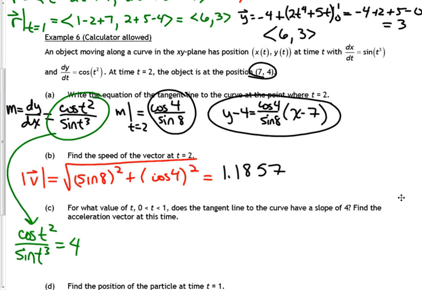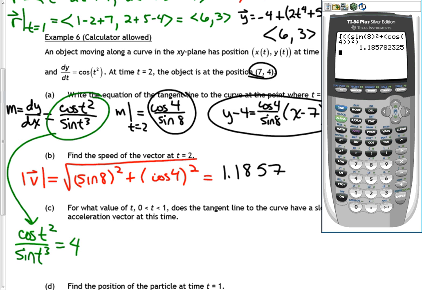Because the first thing I need to do is actually deal with finding this, and I need to do this on my calculator. So bring up my calculator, and I'm going to go ahead and graph these two things and find their intersection. So in y equals, I'm going to put, well, 4 is going to be one of my y's, and the second one is going to be cosine of x squared divided by sine of x cubed.